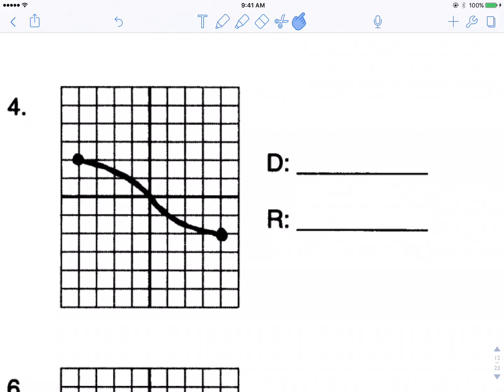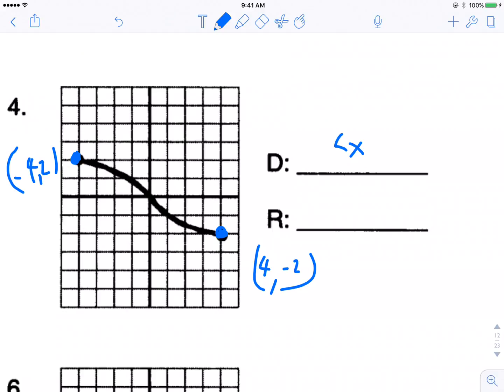So we have endpoints, non-continuous. Coordinates of our endpoints are -4, 2, and 4, -2. I can do my domain and range right now because I know it's going to be different. What's my left-hand side x value? -4. What's my right-hand side x value? 4. What's my lowest y value? -2. What's my highest y value? 2. Domain and range, done.